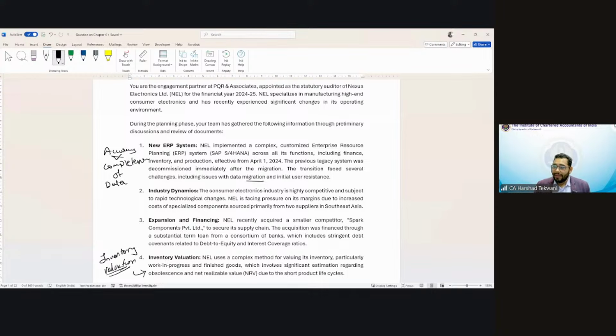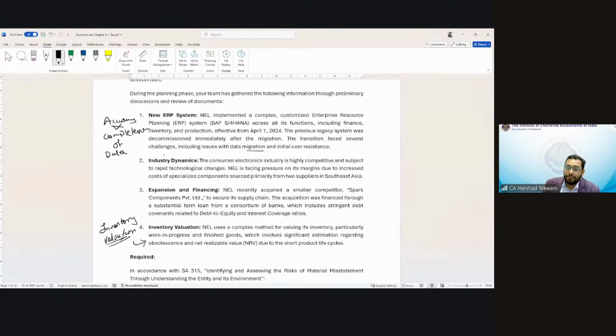What is next? Okay, I gave you one more. I have given one easy one, inventory. There is one more easy. The third one I will be giving you at the financial statement level. See, the third risk is at the financial statement level, which is highly competitive market, margin pressure, stringent debt covenants, debt equity, interest coverage ratios.